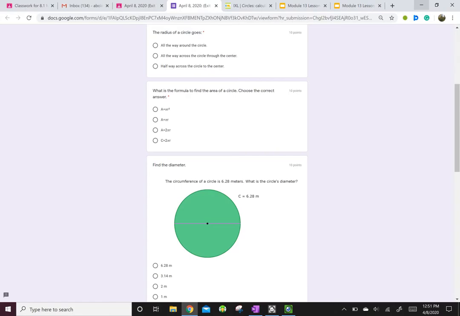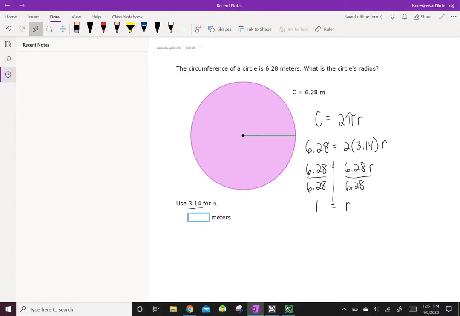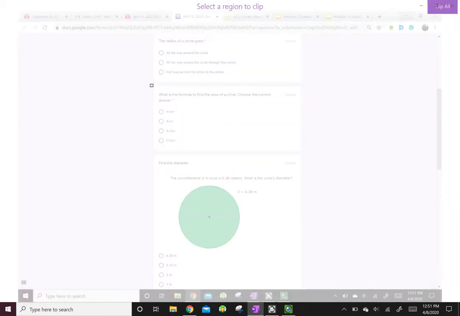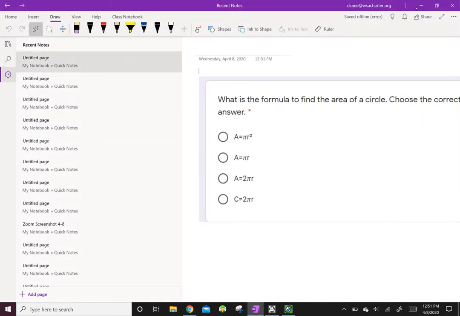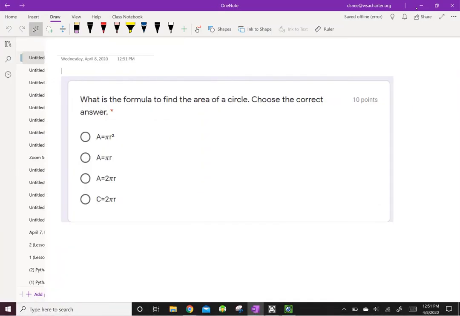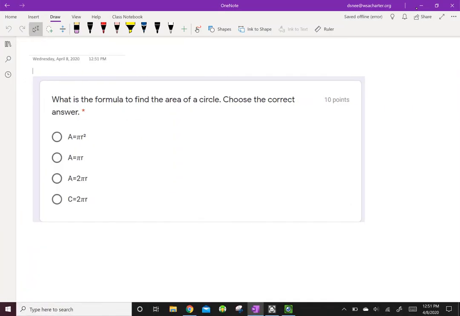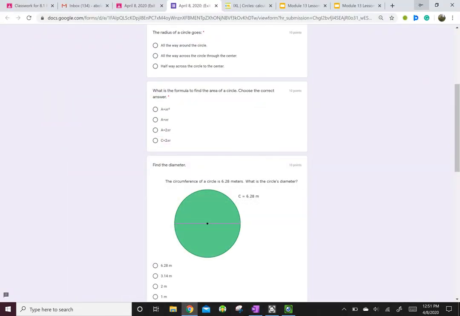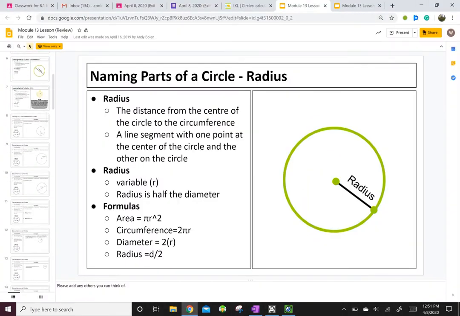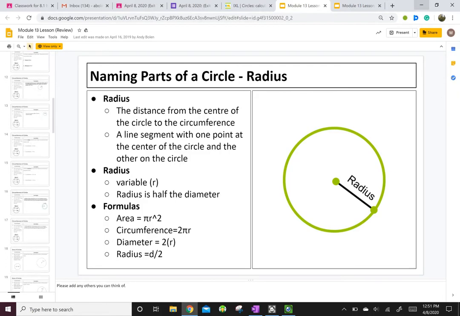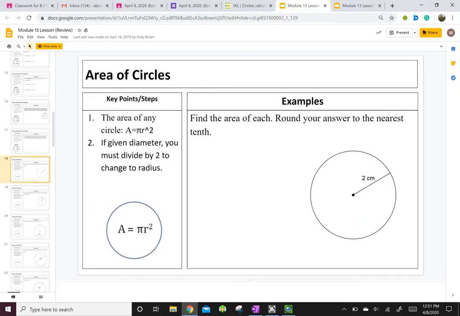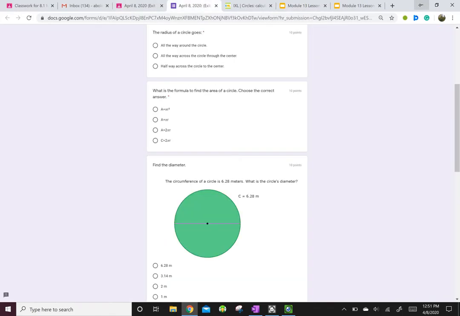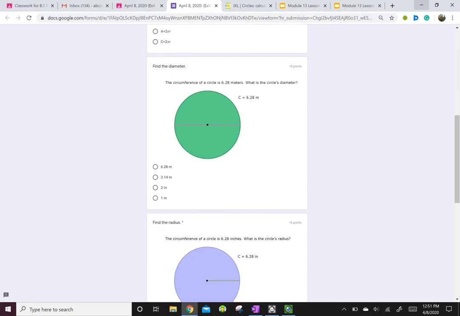Okay. What's the formula for the area of the circle? Okay. It's asking you to find the area of a circle. Which one of those gives you the area? Look at your notes. Right in here, which formula helps you find the area of a circle? Okay, the answers are all here for you. And then you use those formulas to solve these problems.